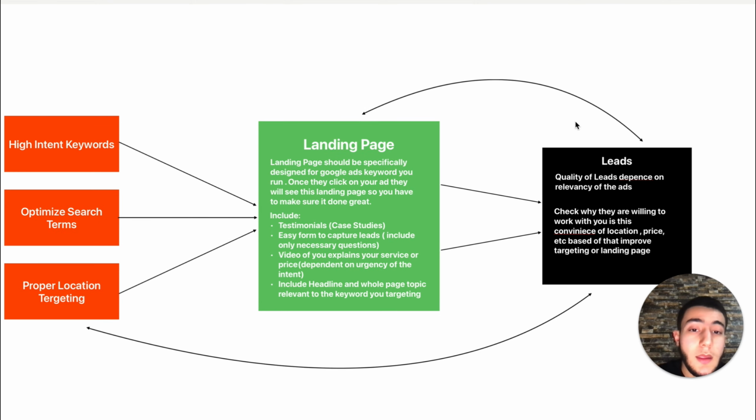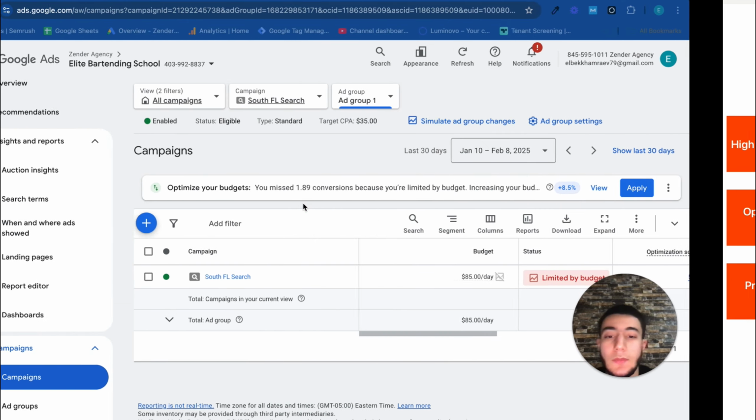Now, then we look at the leads that we got from the form submissions or the phone calls, and if the quality is bad, then we go back to searching for high intent keywords, or optimizing the search terms, or properly targeting the location, or we optimize the landing page. We maybe change the form submissions, maybe change the structure of that landing page or the whole website, or we put in more trustworthy testimonials. Now, let me go back to the landing page and let me show you one of our examples of that landing page.